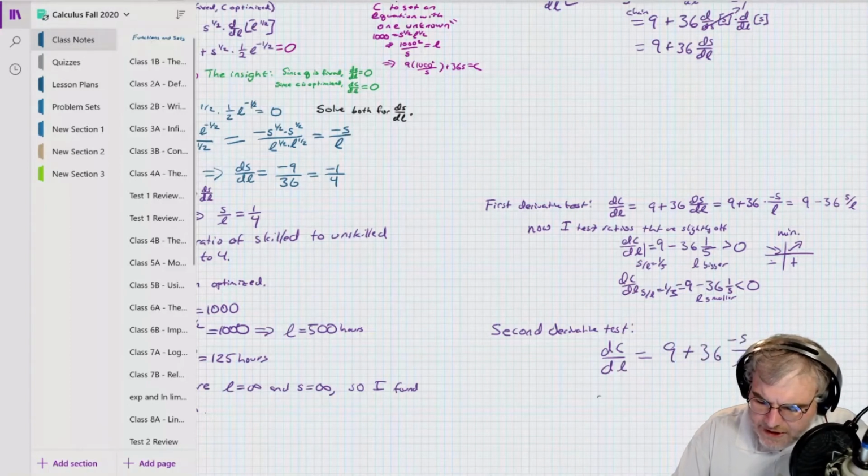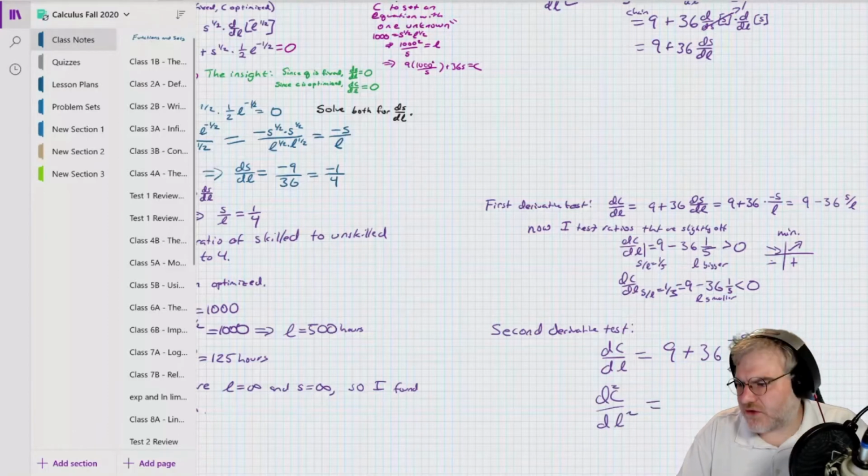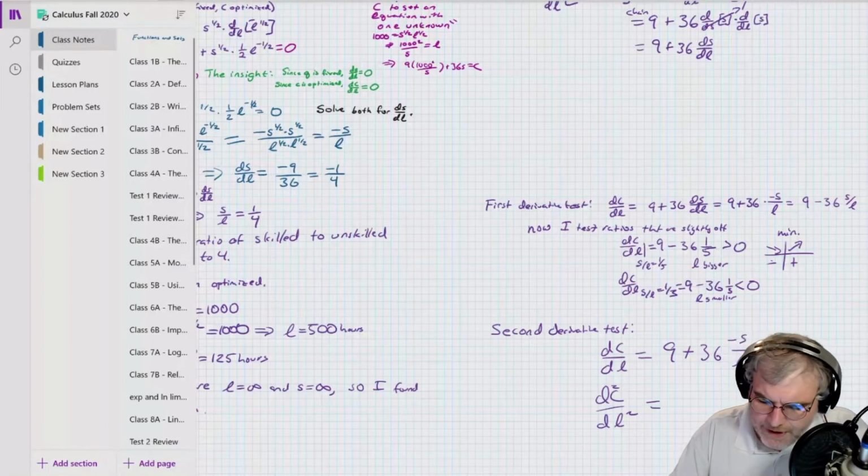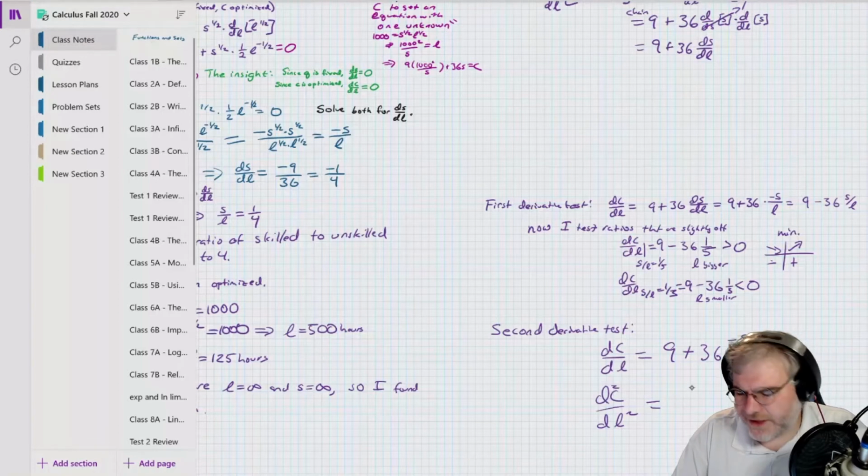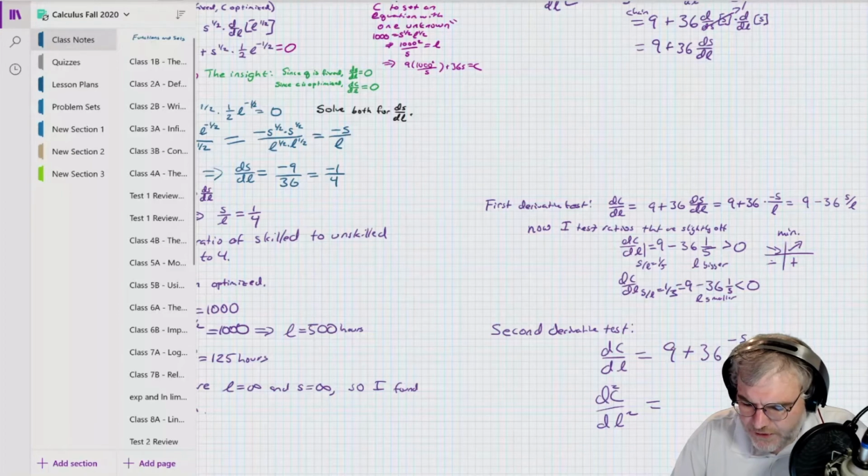So what I now need is d squared C over dL squared. So I'm going to take the derivative of this, and I'm going to have to use the quotient rule on this. I hate the quotient rule. So I wind up with, I mean, you can already see it's going to be negative, but I'll do it anyway. So this thing goes away.